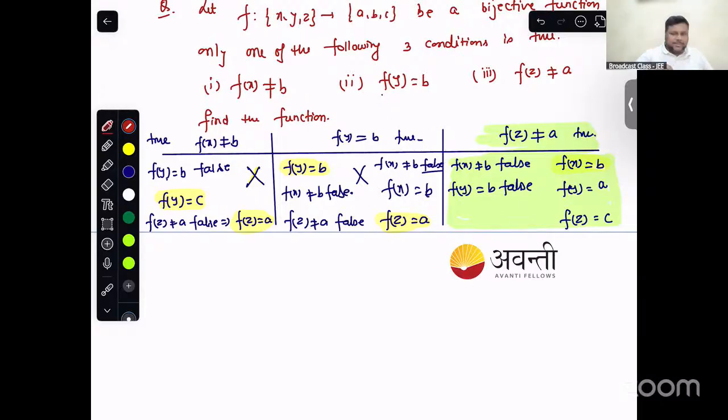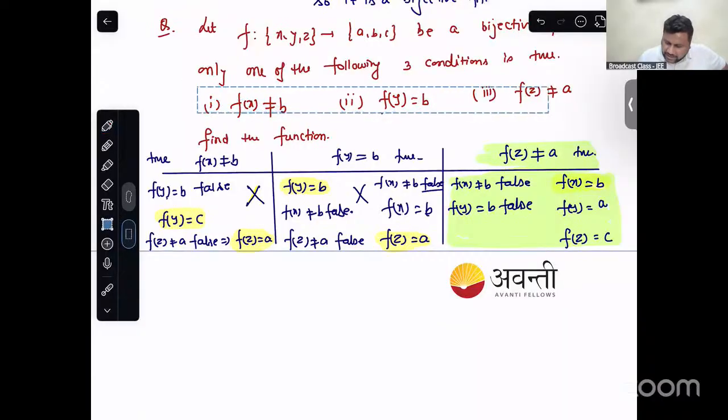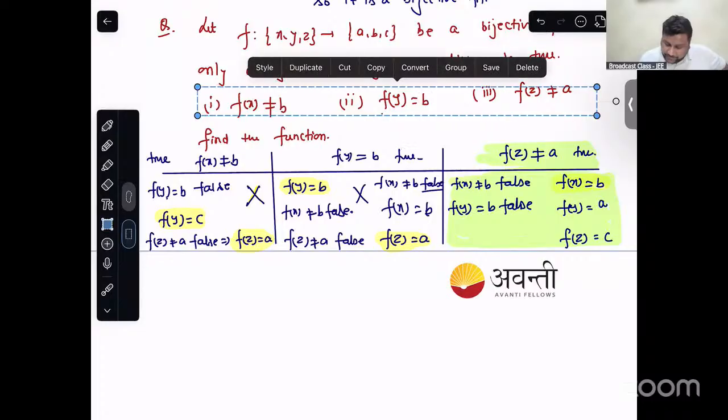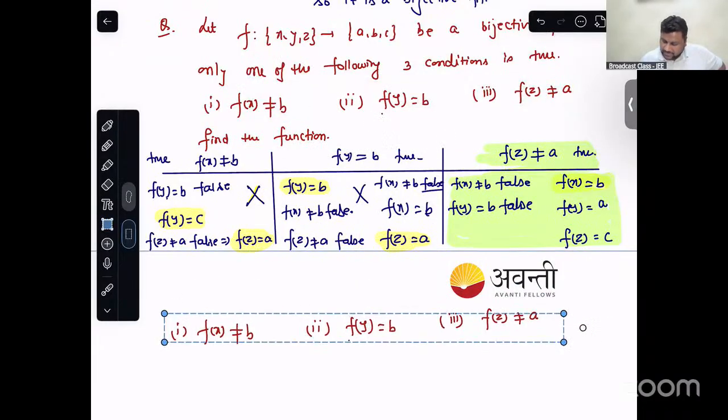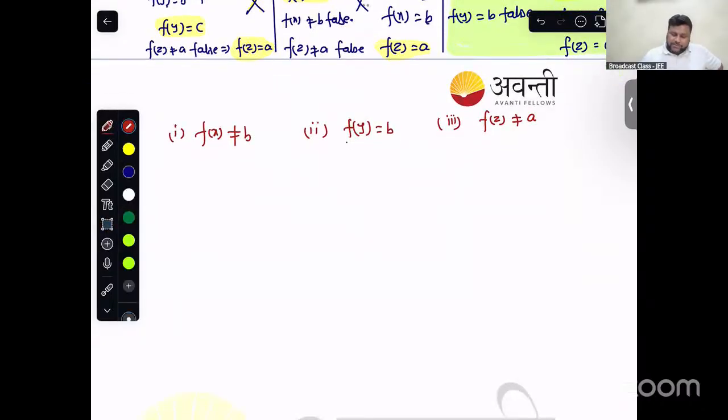Ramesh, were you saying something? Okay, now I saw your chat. You are asking for it once again. Okay, I'll do the entire question once again. These are the three conditions for a one-one onto function for which they are saying only one of the three statements is true.